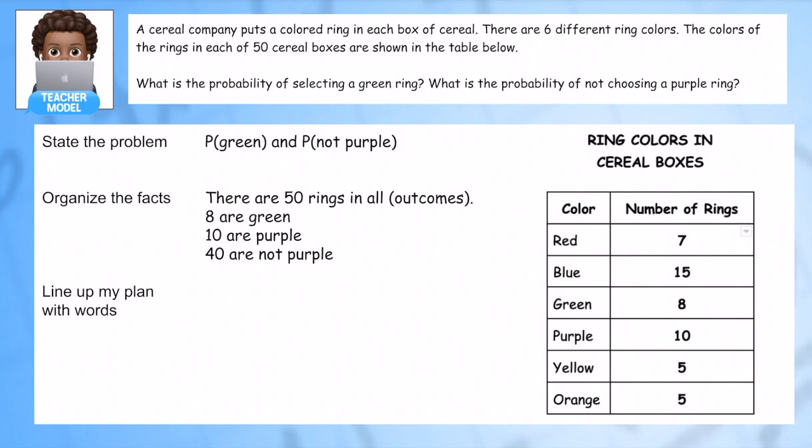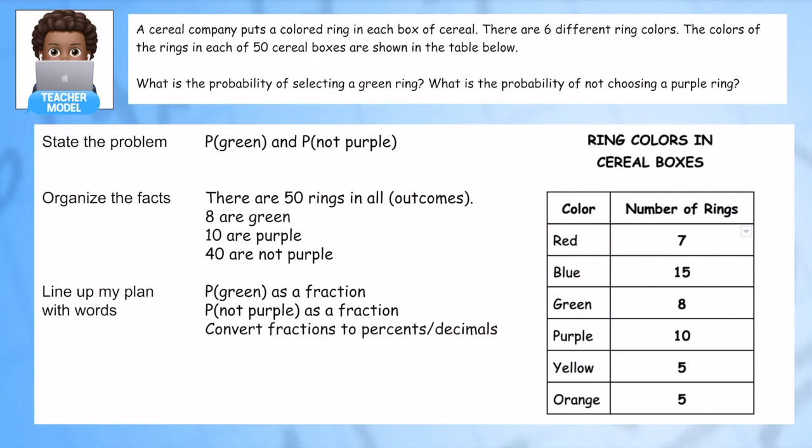My plan is pretty simple. I'm going to represent the probability of green as a fraction. We already see it here, 8 out of 50. And then I'm going to figure out the probability of not purple as a fraction and then convert those fractions to percents and decimals. Hit pause and jot this down into your notes.